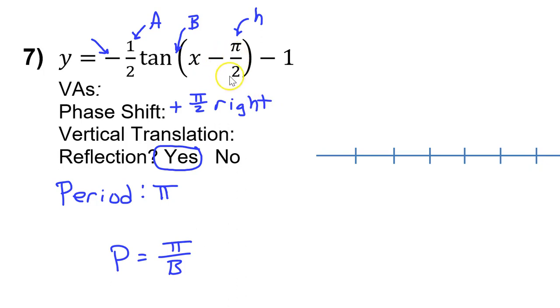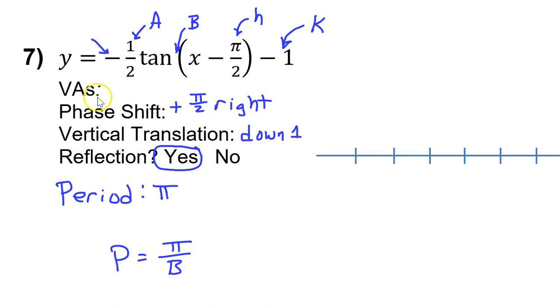So if it's minus pi over 2, you're actually going to be adding pi over 2. You're going to be moving pi over 2 to the right. If this was plus pi over 2, then I would go negative pi over 2 to the left for my phase shift. There's also a k value. All right, we call this the k value, and it controls vertical translation. So this is going to be a vertical translation of down 1, because of that negative 1.